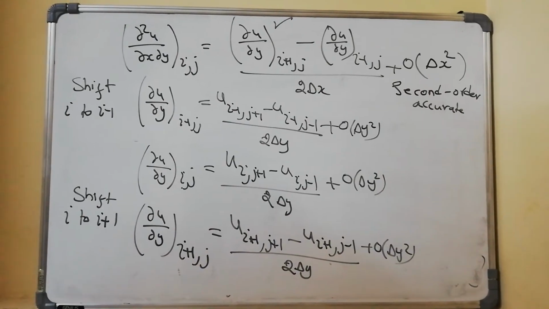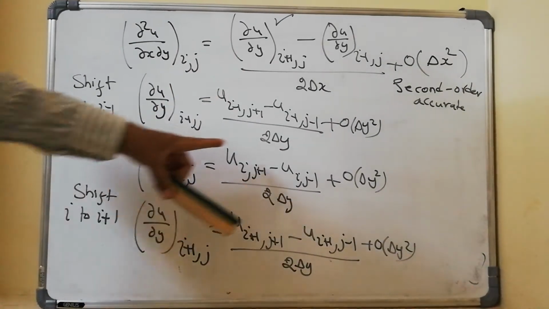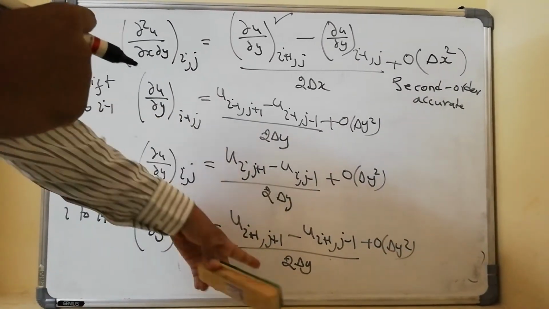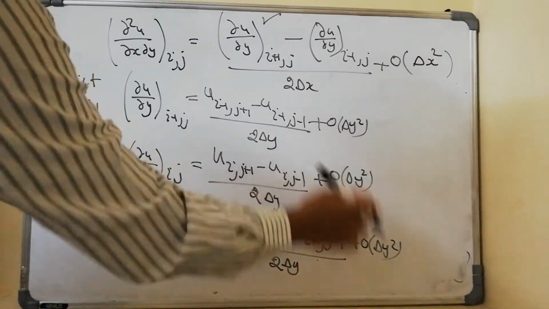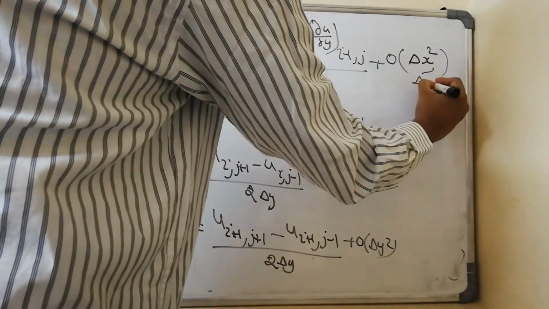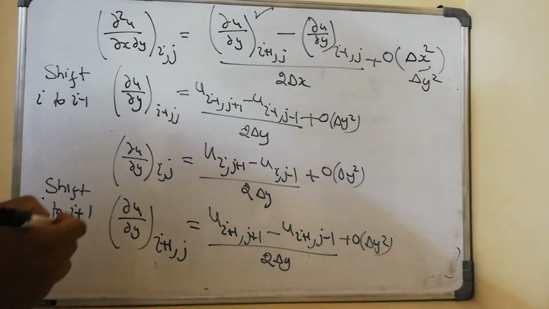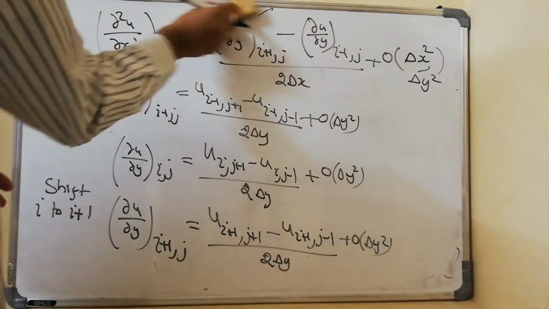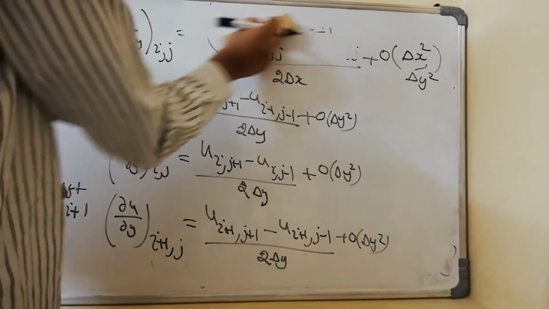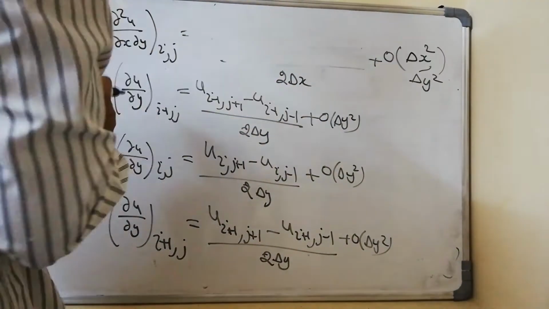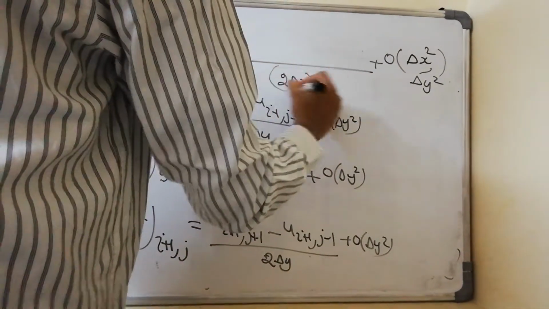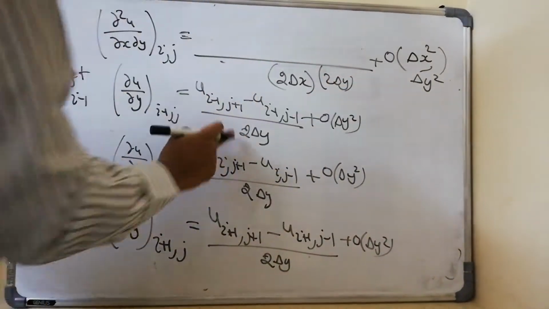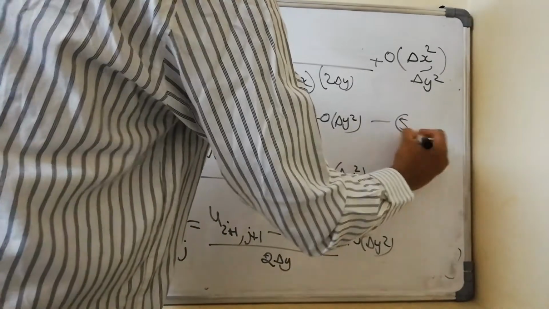Okay, let's substitute. I can take 2 delta y common. Okay, the first thing is I'll write the truncation term. I get delta y square as well. If I substitute this term and this term and I send 2 delta y to the denominator, what do I get? I get 2 delta x times 2 delta y. These two are common, so this is 5, and this is equation 6.